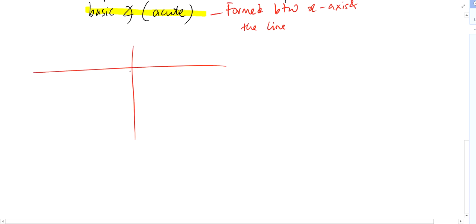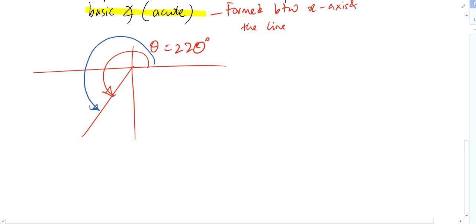Let's go on to the third quadrant. So this theta, give me a possible value for this angle. Could this be 45? Could this be 180? 220. Okay, fine, 220 degrees. So where is my alpha? Where's my basic angle? Okay, I give you an option. This is option A. This is option B. This is option C. And this is option D. A, B, C, or D?